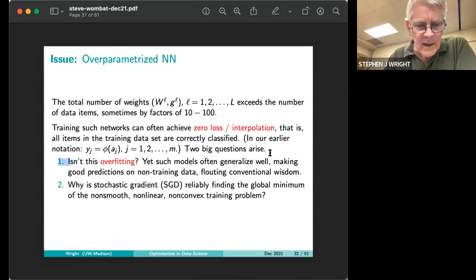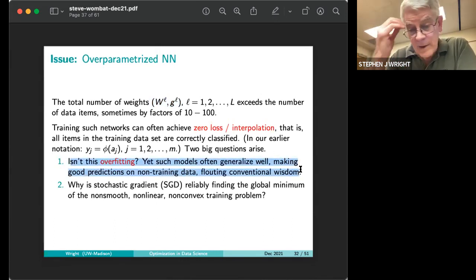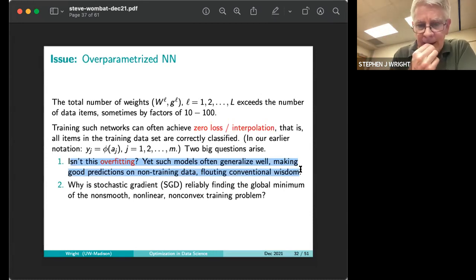But statistically, that didn't seem like a good idea. Conventional wisdom in statistics was always that if you overfit to the training data, if you do too good a job at fitting the training data, it's not going to do very well at making predictions about other data that's not in the training set.